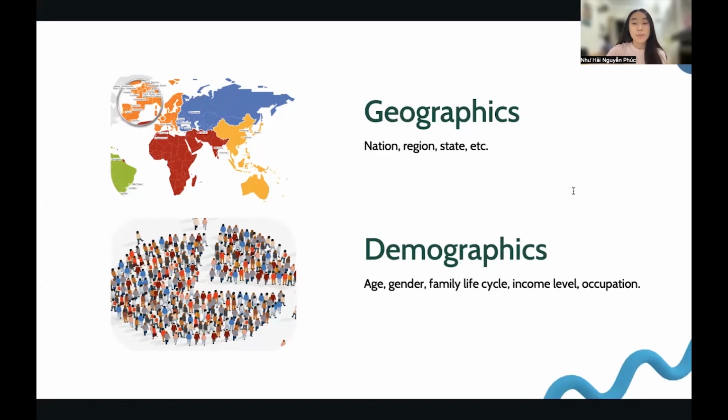And the second one, demographic. Demographic segmentation identifies a specific type of people or company based on characteristics such as age, gender, family life cycle, income level, as well as occupation. This improves marketing campaign results and helps focus on targeting a more divided, receptive customer base.